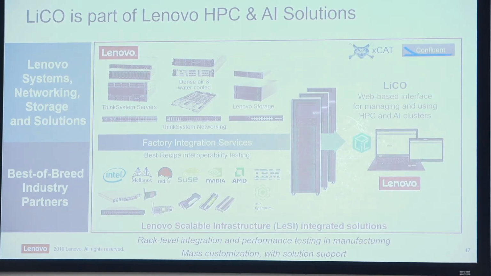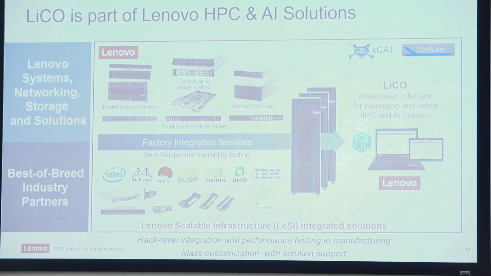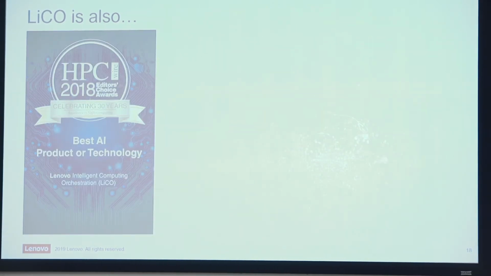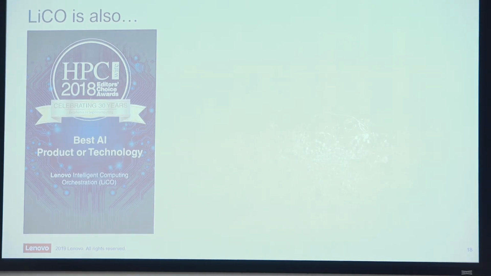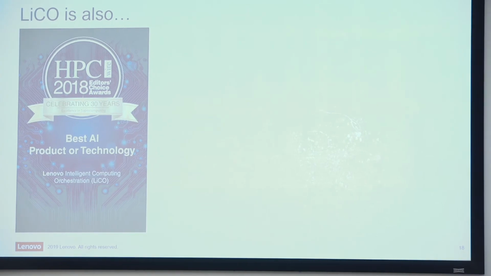And as part of that, things like xCAT and Confluent open source management that we support as part of this as well. And LiCO, this is what we call our Lenovo Scalable Infrastructure Solutions. LiCO is also the 2018 Editor's Choice for Best AI Product or Technology. And we're very proud of that.